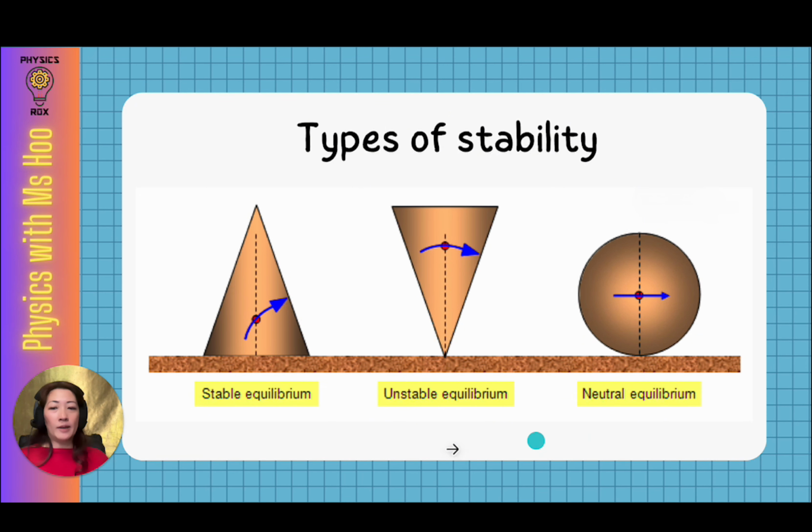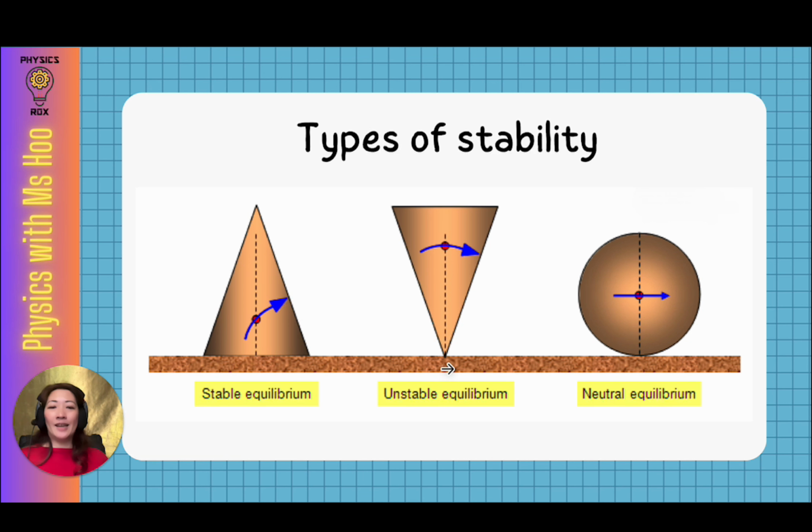What do these all mean? Stable equilibrium is a situation where if you push the object so that it becomes unstable, you'll find that it will come back to its original base. That means this situation provides stable equilibrium for this object. So for example, this triangle, this is the base where it's resting on. When you push it, it will come back to this base. So this situation provides stable equilibrium for this object.